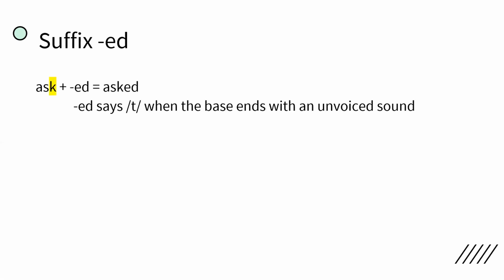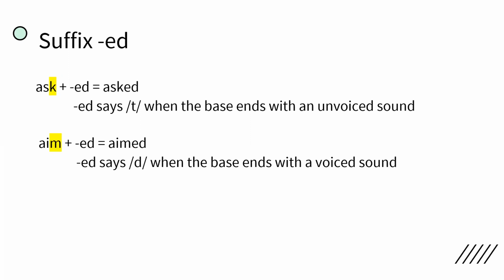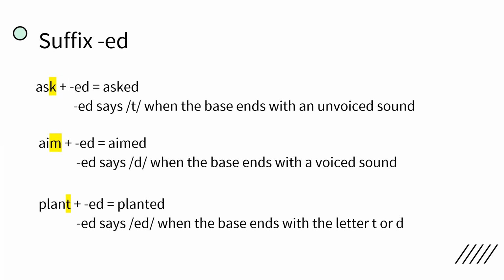When we add the suffix ed to a base word that has an unvoiced sound in the final position, the suffix ed will have an unvoiced sound. When our base word ends with a voiced sound, that causes vibrations in our vocal cords, the suffix ed will also have a voiced sound, as in aimed. If our base word ends in the letters T or D, then the suffix ed will say ed, as in planted.